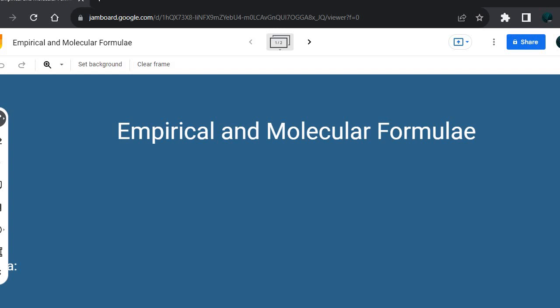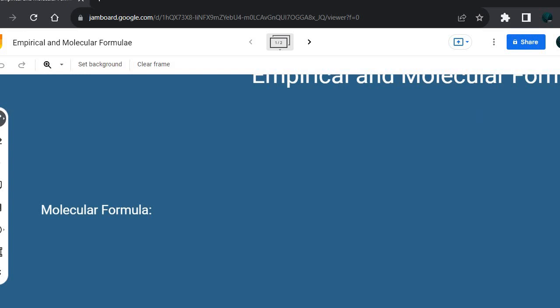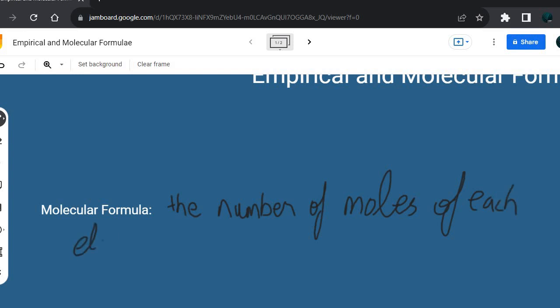Today we'll be covering the empirical and molecular formula for a compound and then further looking at how it helps us in calculations. So firstly, the molecular formula gives us the number of moles of each element within a compound.